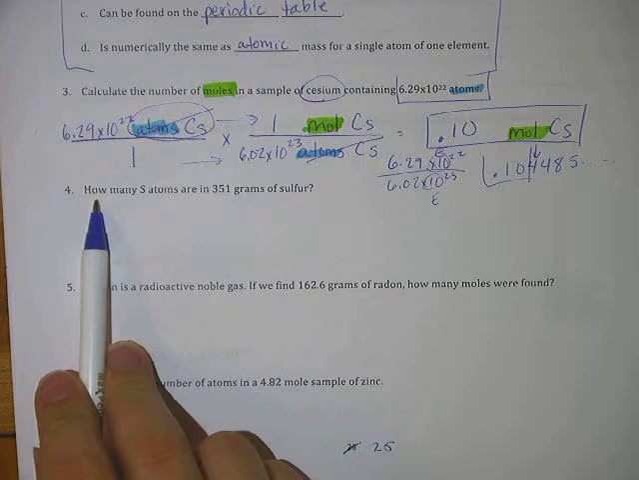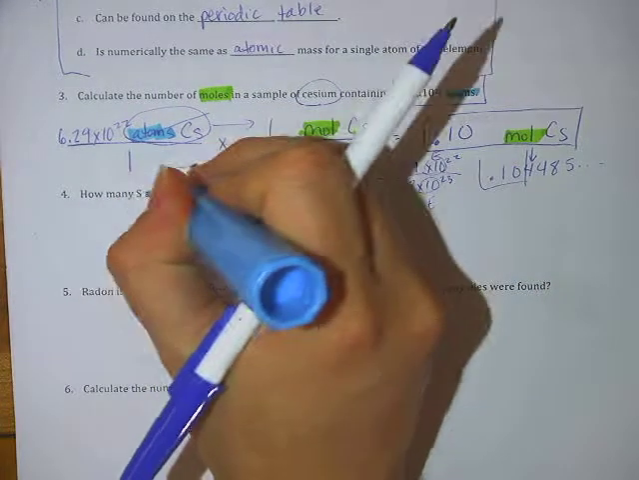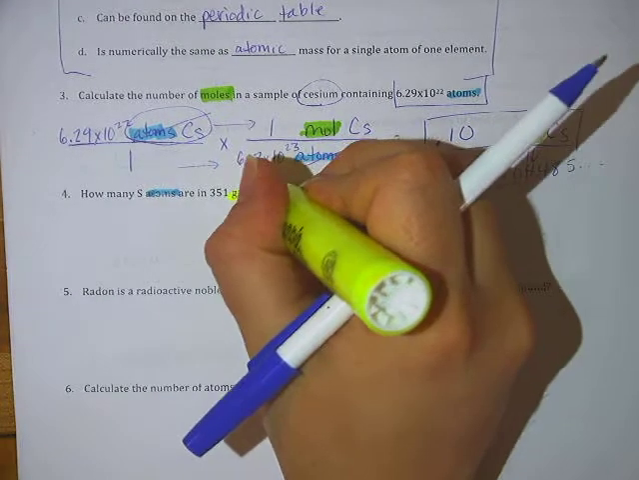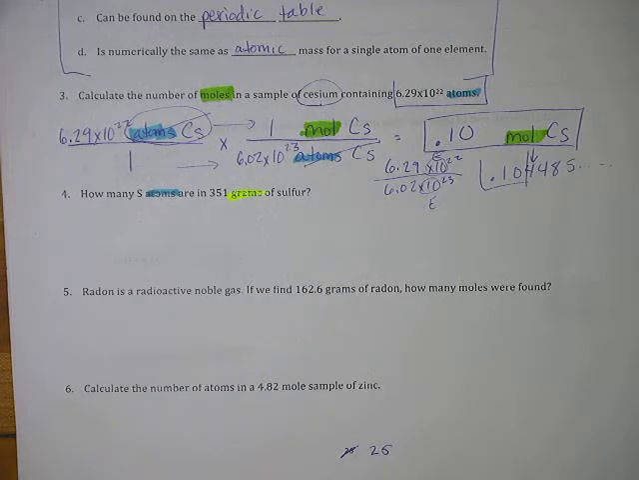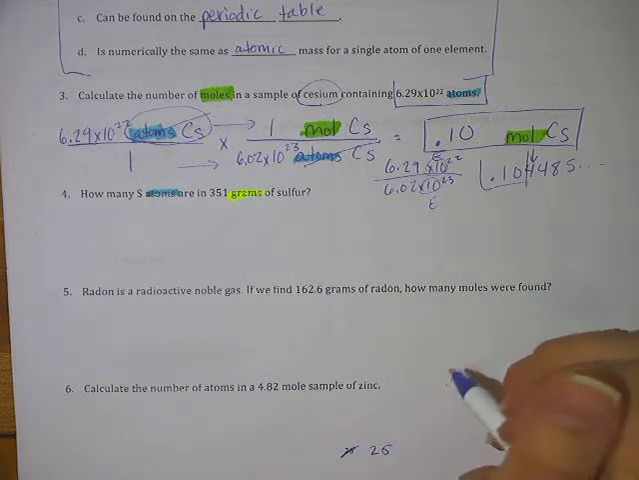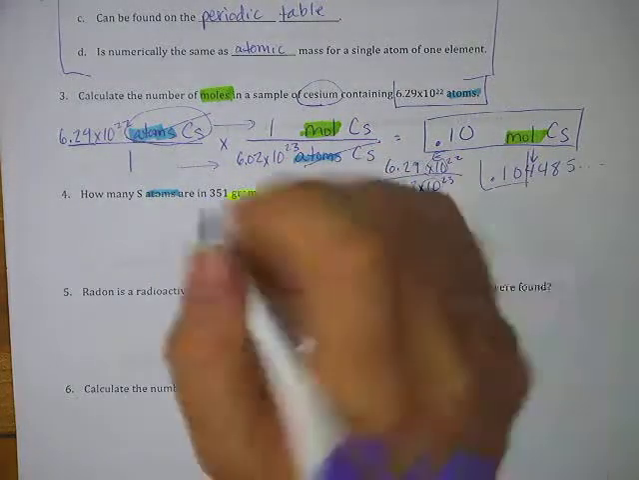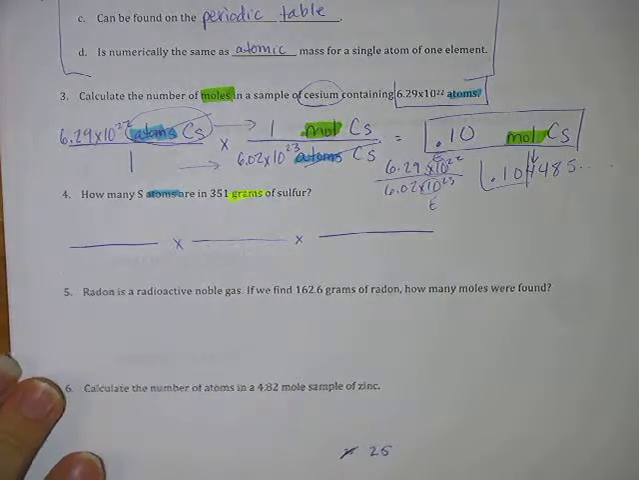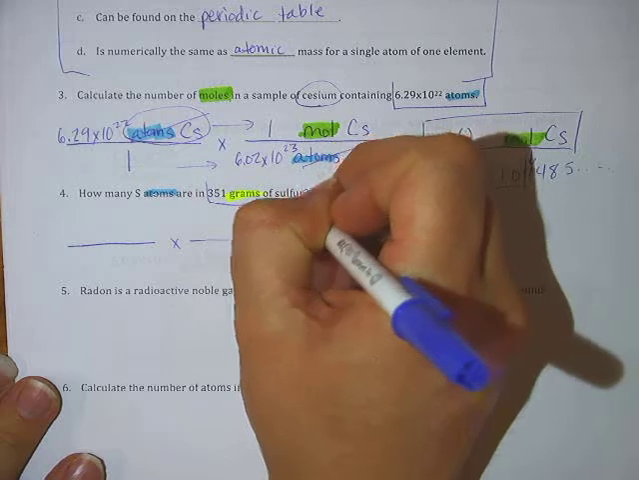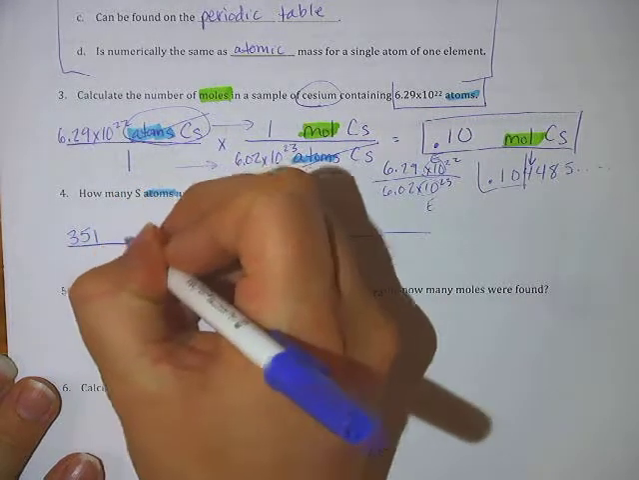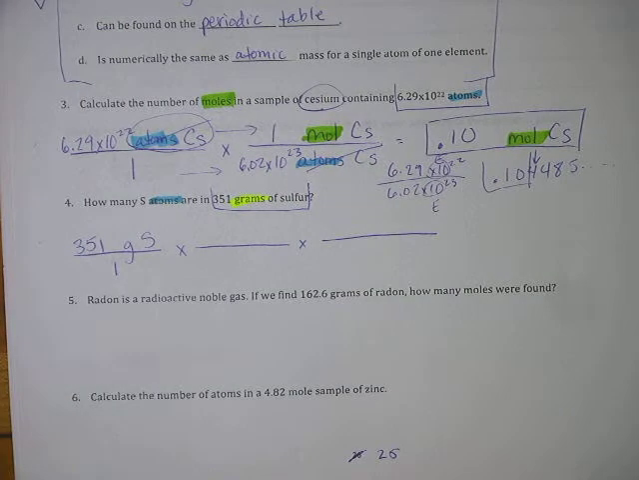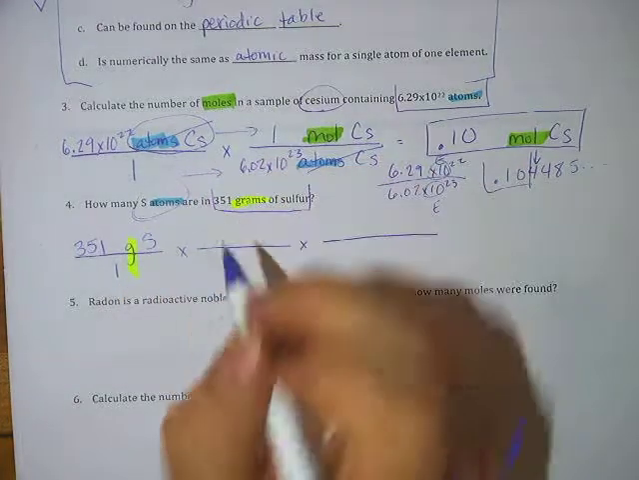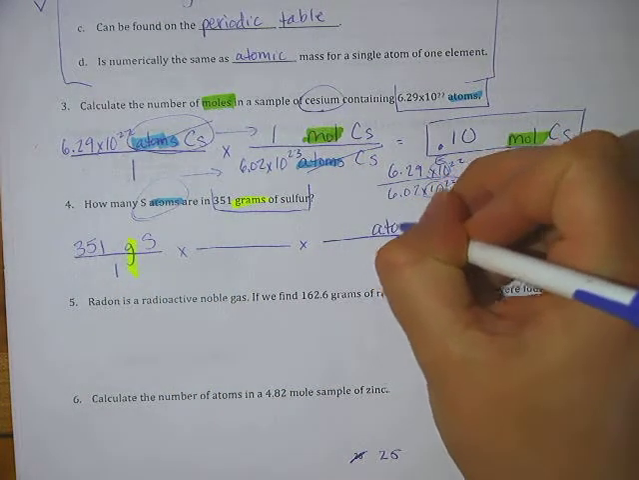Let's look at number 4. How many sulfur atoms, blue, are in 351 grams of sulfur, grams are yellow. Remember, blue and yellow can never touch. If they try to touch each other, they just turn green. So I'm going to have blue, green, and yellow here. I'm going to have 3 colors. That means I need 3 fractions. As always, whatever they gave me, number, unit, element, should go on top of my first fraction. And whatever they're asking for, sulfur atoms, that should go on top of my last fraction.